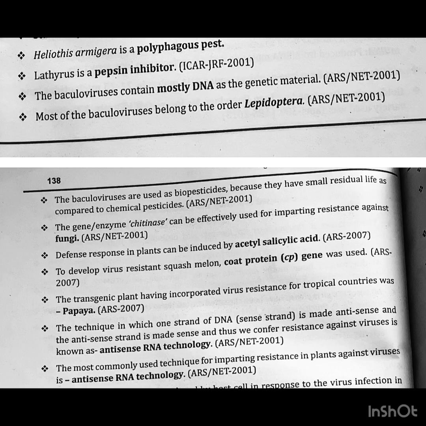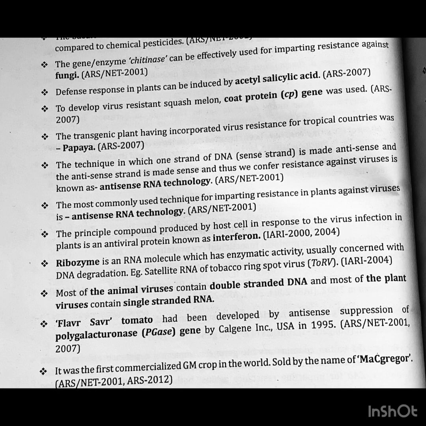ARS 2007: The transgenic plant having incorporated virus resistance for tropical countries was papaya. ARS 2007 question: The technique in which the sense strand of DNA is made antisense, and the antisense strand is made sense, and thus we confer resistance against viruses, is known as antisense RNA technology. Question asked in ARS NET 2001: The most commonly used technique for imparting resistance in plants against viruses is antisense RNA technology.